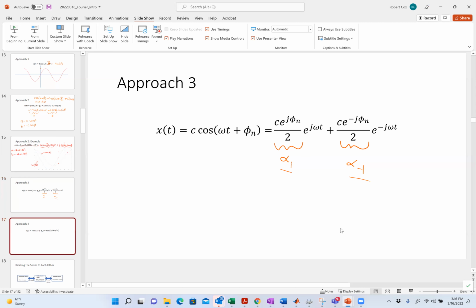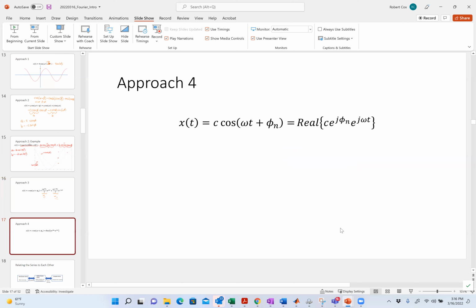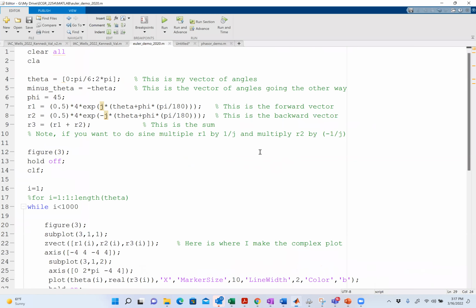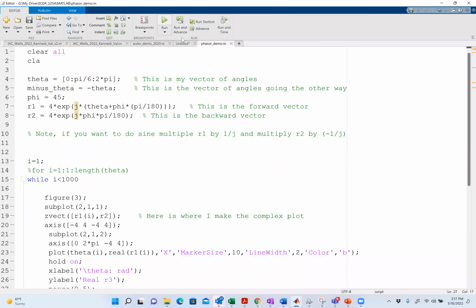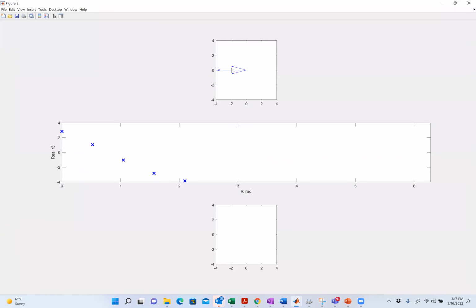What about this other form? What will this look like if I draw it? So c cosine omega t plus phi n. Let's say I had 4 cosine omega t plus 45 degrees. What would that look like as time advances? This is a vector too, isn't it? In this case, that was the other one I did wrong at first. Here we go. Let's watch this one.